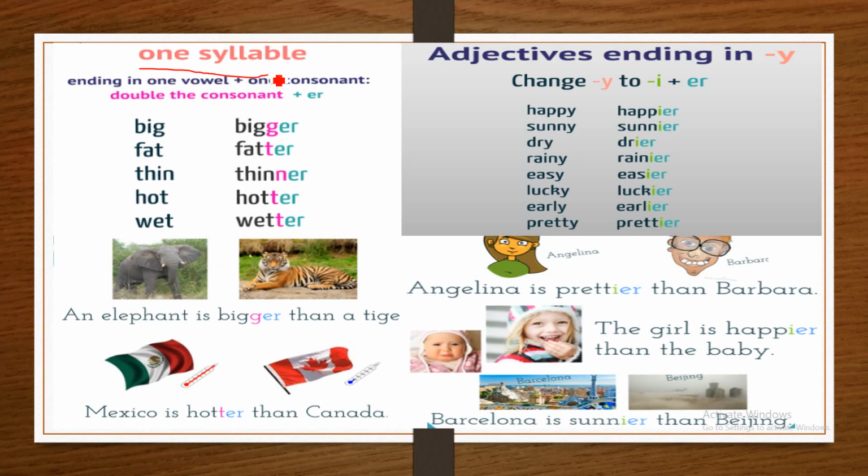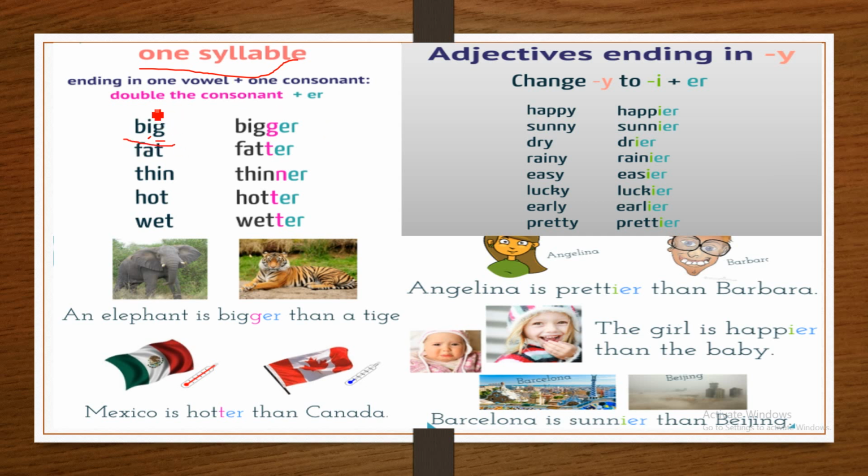One syllable adjectives, but these are ending in one vowel plus one consonant. Do you remember the vowels? I told you in a previous lesson. The vowels are what? A, O, U, E, I.